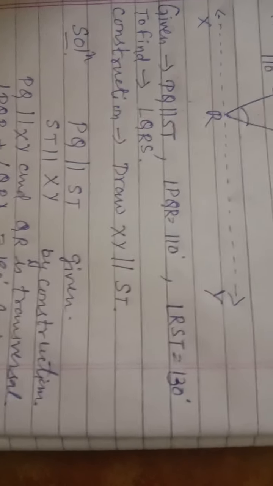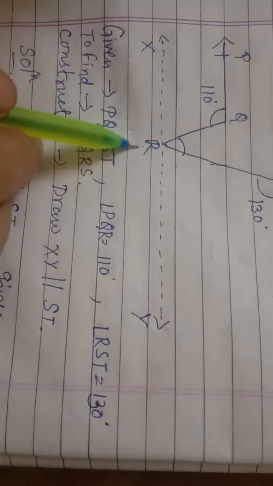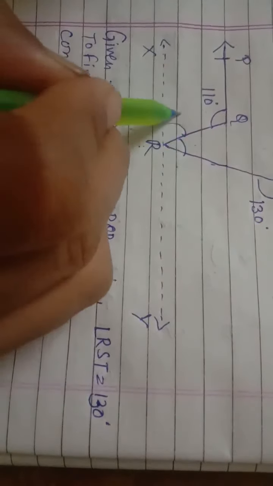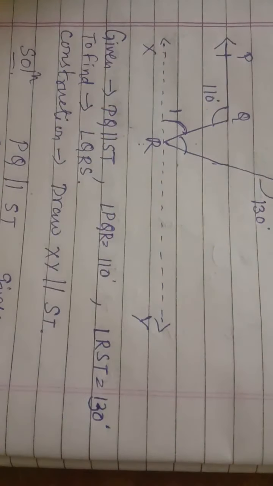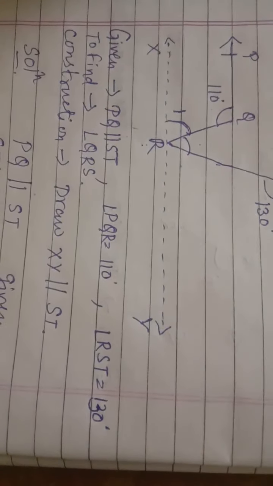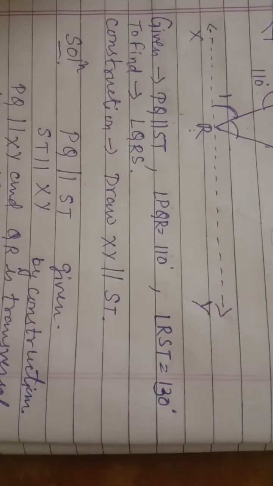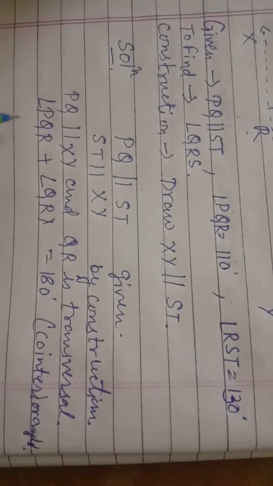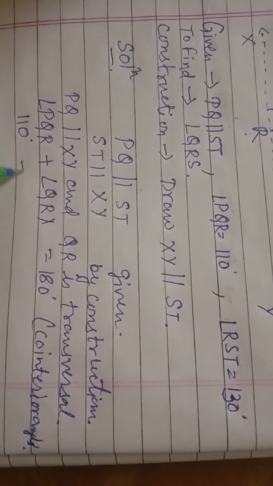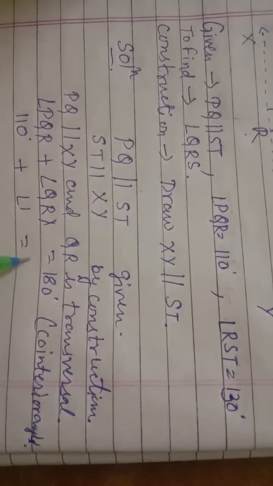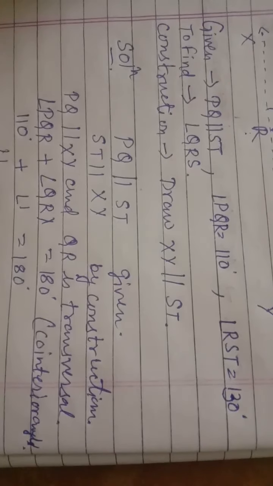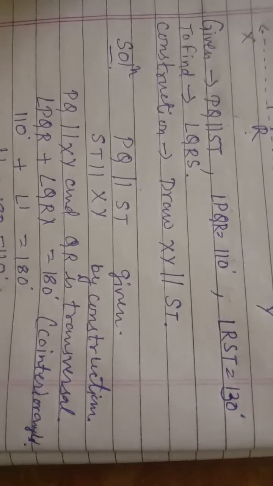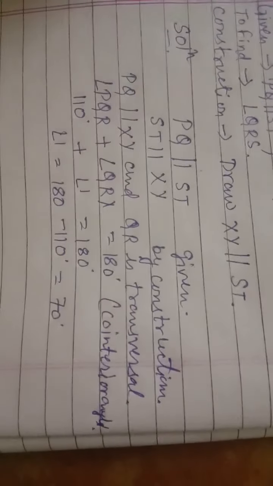You can see that this angle PQR and angle QRX, we can name it angle 1, and we know that the sum of co-interior angles is 180 degrees, means they are supplementary to each other. So angle PQR is given, it is 110 degrees, so angle 1 is equal to 180 minus 110 degrees, which is equal to 70 degrees.